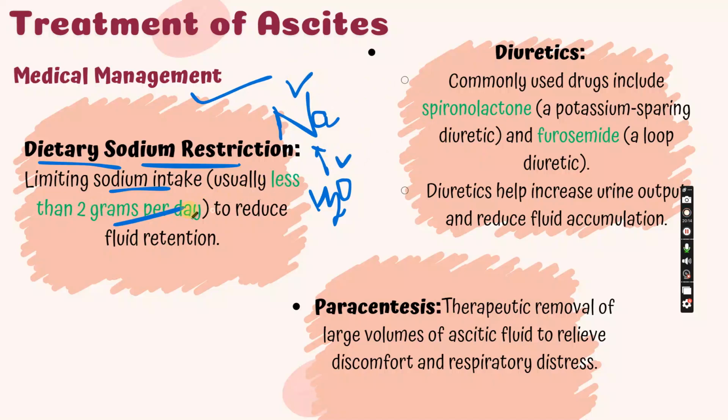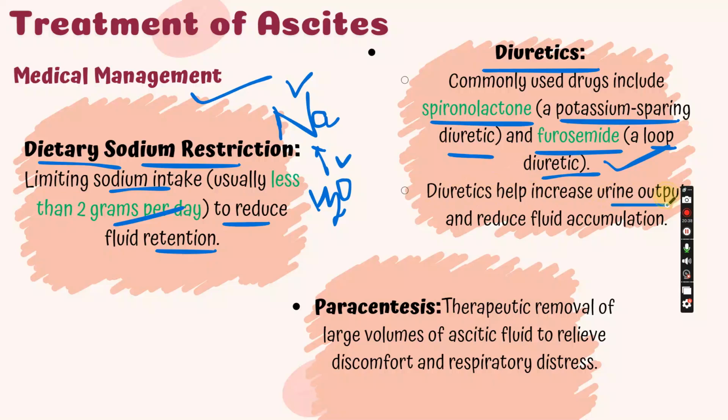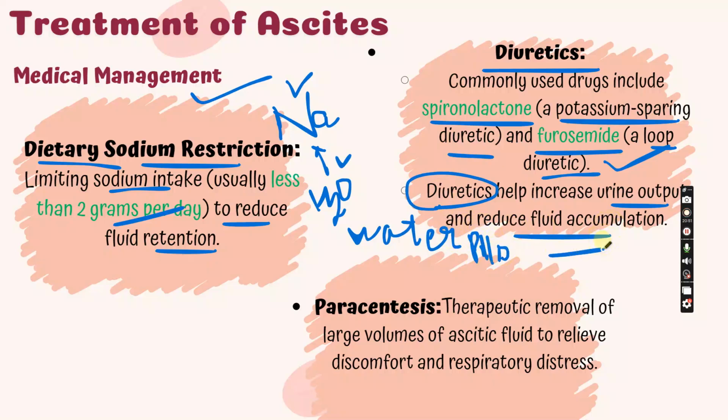So if the patient consumes sodium, it will lead to fluid retention. Eventually, fluid will get accumulated in the peritoneum. Then we can use diuretics. Commonly used diuretics are spironolactone, that is a potassium-sparing diuretic, and furosemide, that is a loop diuretic. A loop diuretic acts on the loop of Henle in the nephron. Diuretics help to increase urine output. They are also known as water pills, because they excrete excessive water from the body, and this will eventually reduce fluid accumulation.